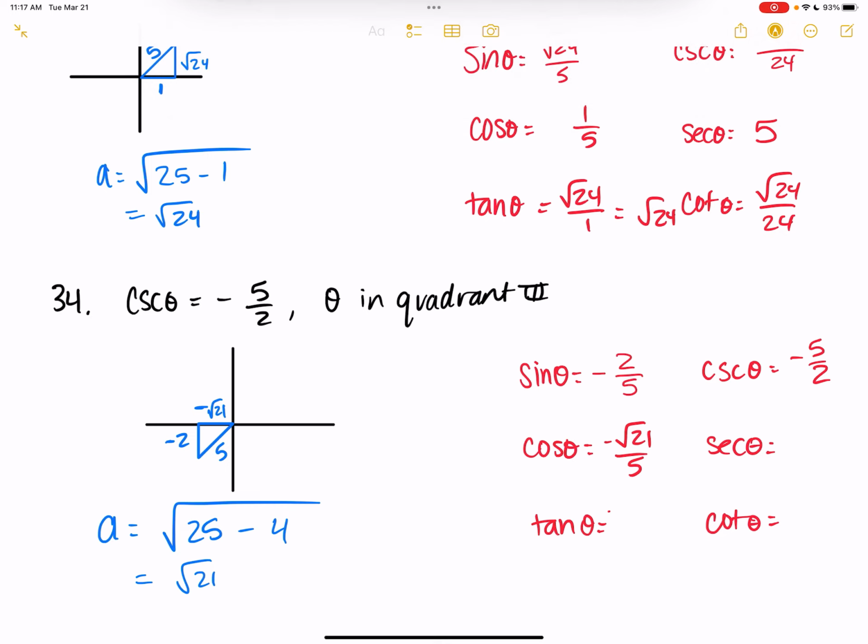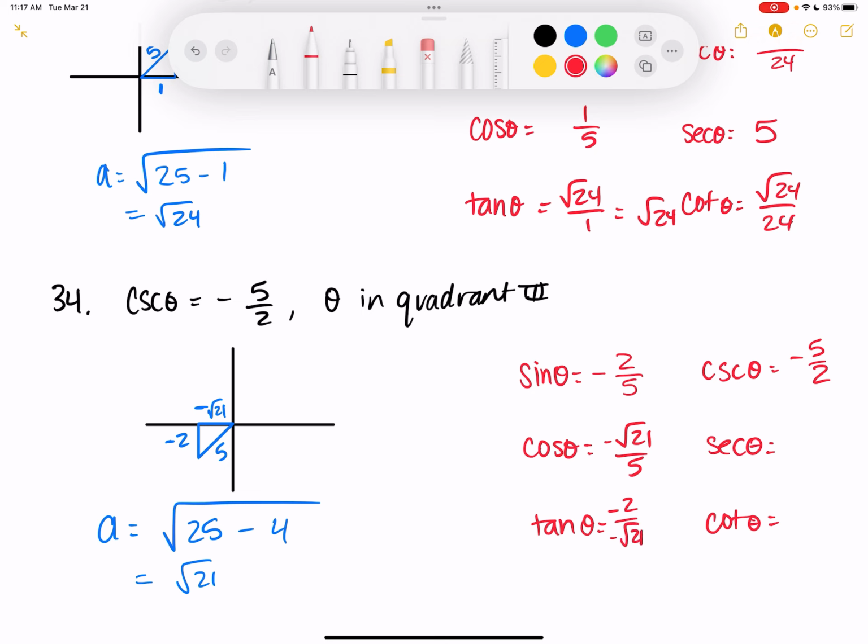So initially it would be negative 2 over negative square root of 21. But then it would be negative 2 with the square root of 21 over 21. Yeah, so the negatives are going to cancel. So it'll be 2 root 21 over 21.